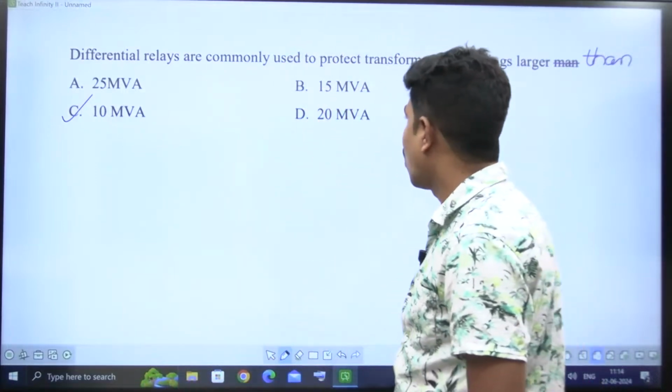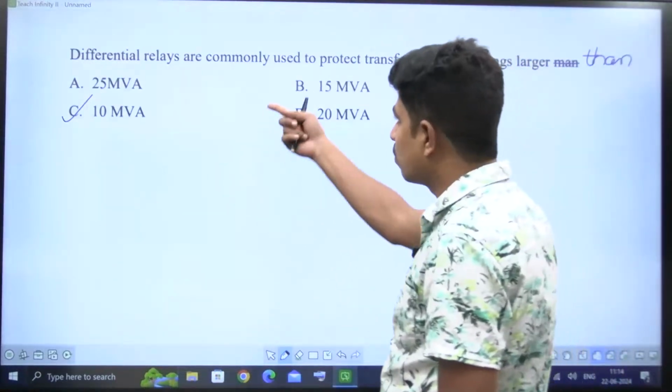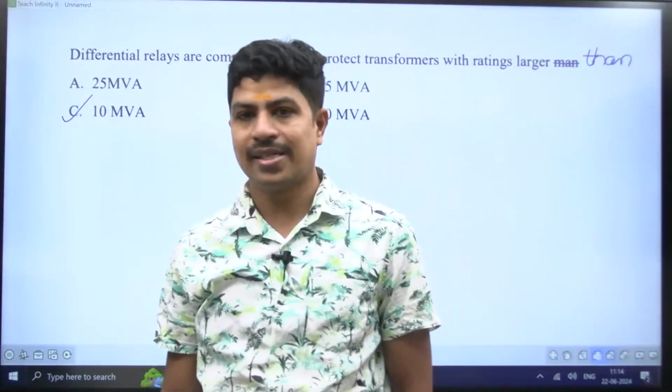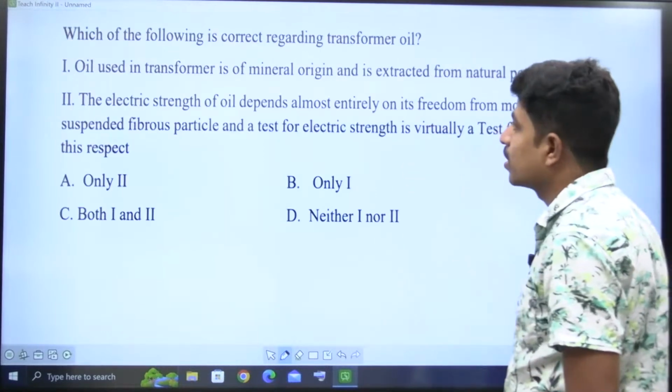Harika, it is not option B, ma. For the previous one it is 2. Now for this question it is 10 MVA, ma. It is 10 MVA, right? You have to remember this one. Remember this one, okay? Next question, please.